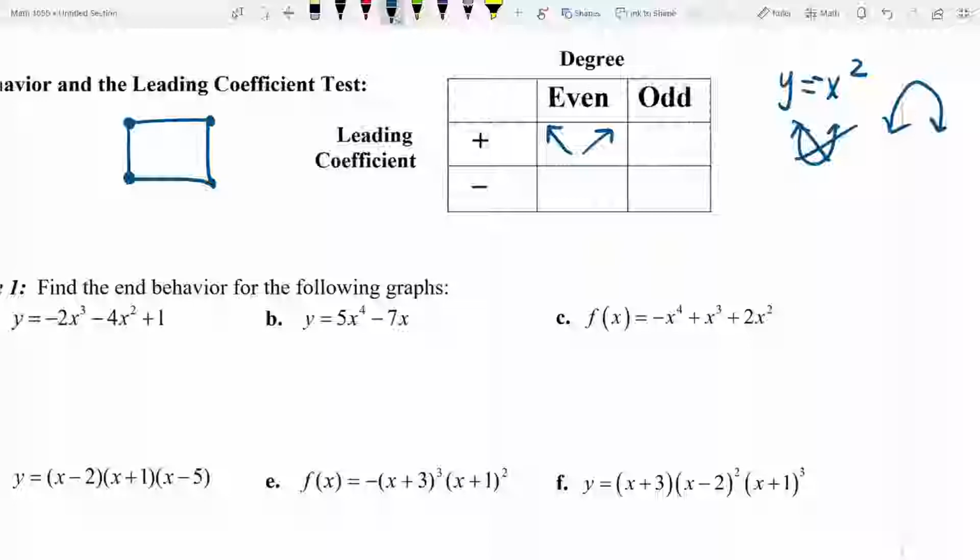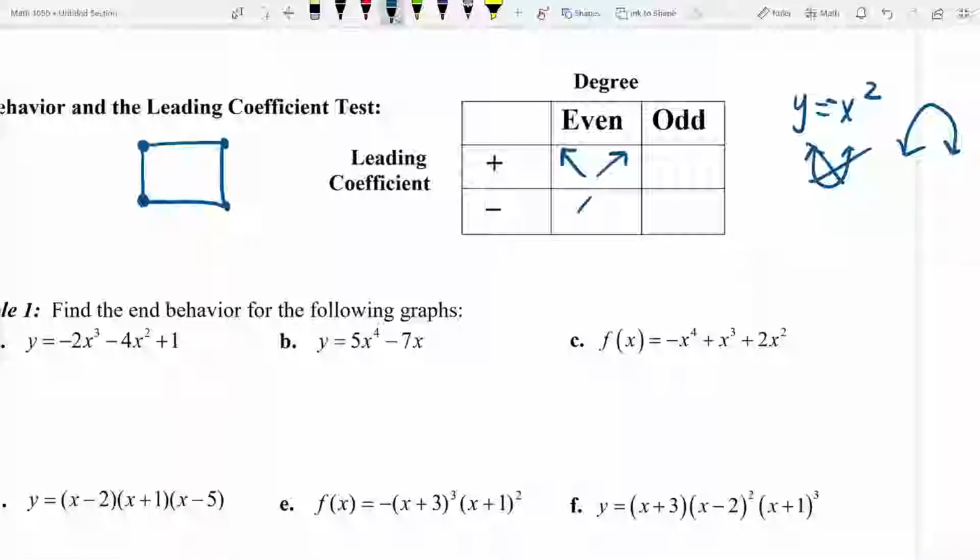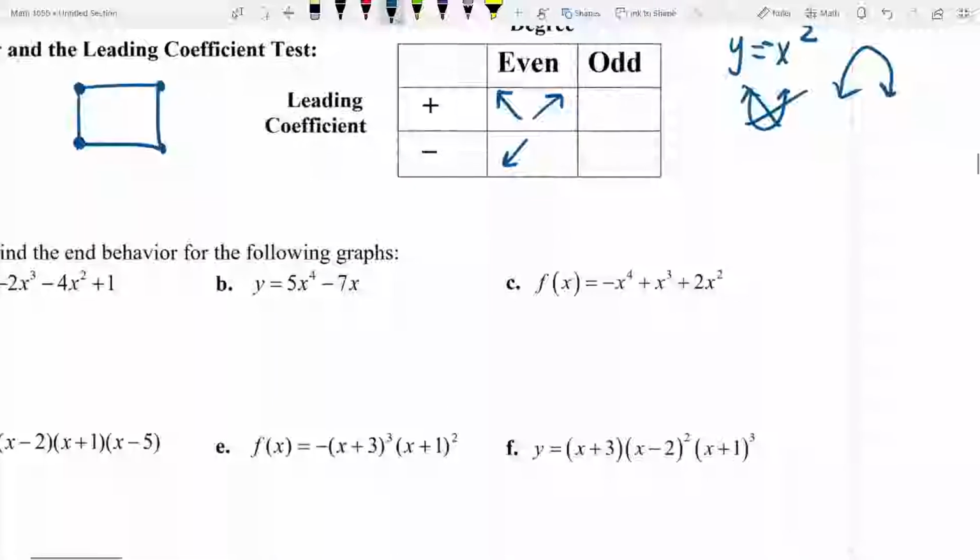Okay, so the left arrow, everybody talk to me about the left arrow if the coefficient's a negative. Left up or left down? Left down, so it's going to be like this, okay? And then the right arrow, look on this graph right here, is it going to be right up or right down, everybody? Right down. So it's going to look like that, okay?